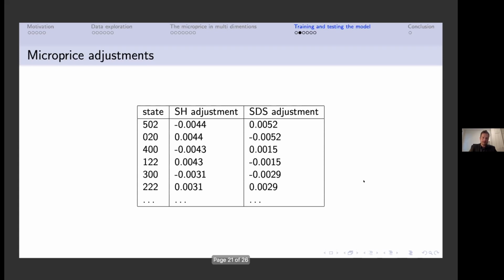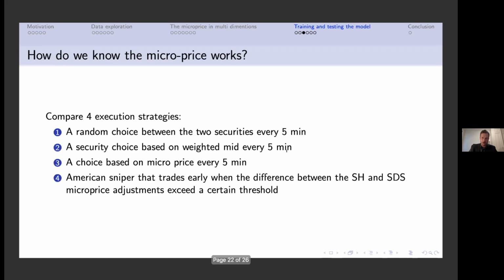The next step is, so what? How can I prove that there's any value here if this is not a pure arbitrage? I'm going to construct these 4 execution strategies, these 4 experiments, which are going to be an entire day execution. Think of something similar to TWAP or VWAP. For a client, you need to buy one of these 2 securities every 5 minutes.